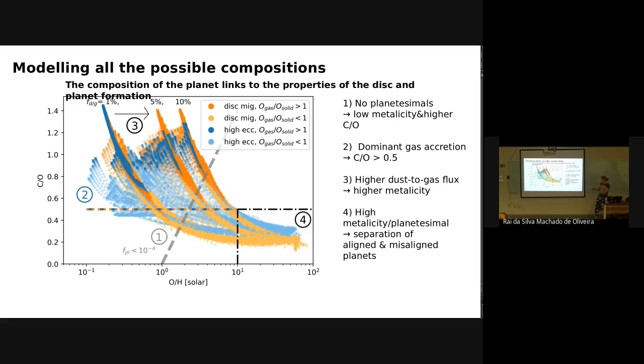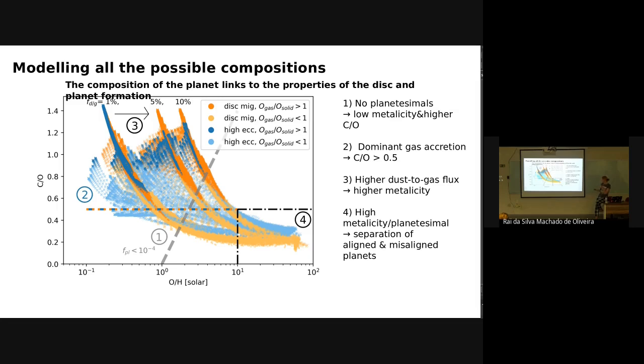And then these different tracks here are different dust to gas ratios. So the higher the dust to gas ratio, the more the whole curve basically shifts to the right, increasing the metallicity while maintaining the same distribution of carbon to oxygen.